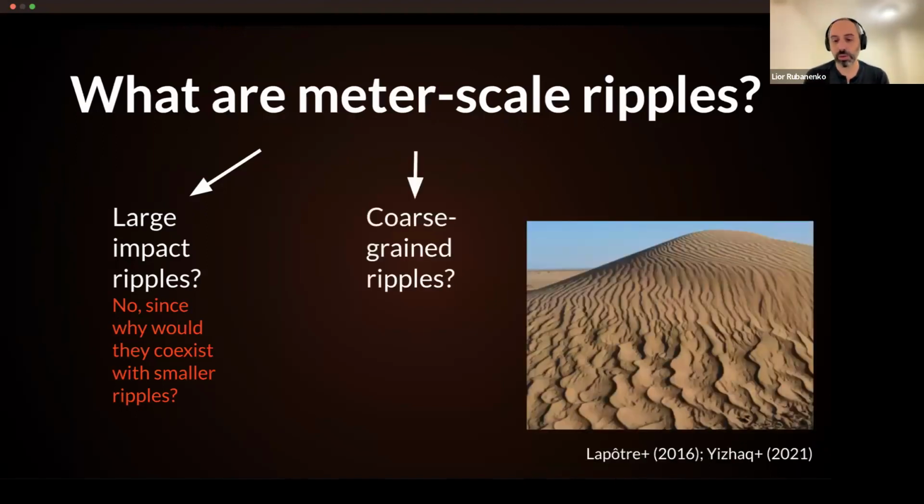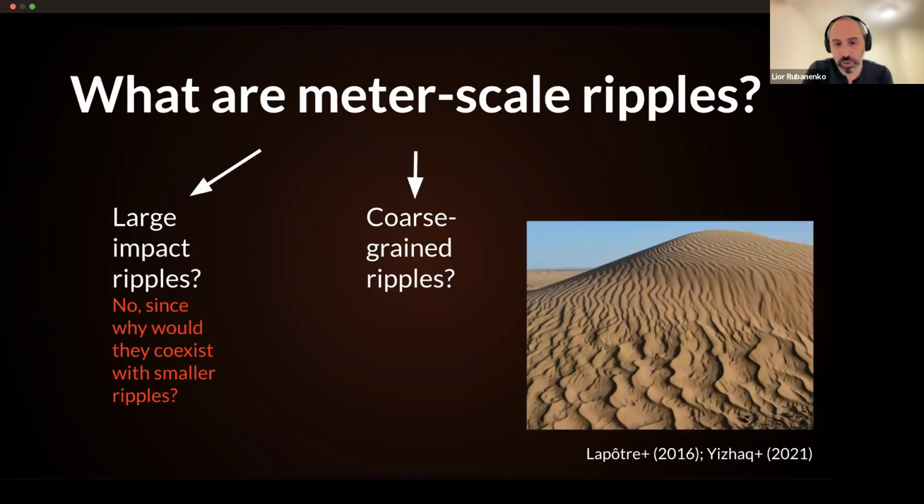Could they just be coarse-grained ripples? We see coarse-grained ripples on Earth. Coarse-grained ripples form when the distribution of the sizes of the sediment grains is bimodal. So we see both large and small grains, and the large grains armor the crests of those ripples and protect them from being eroded in the same splashing process that we saw before.